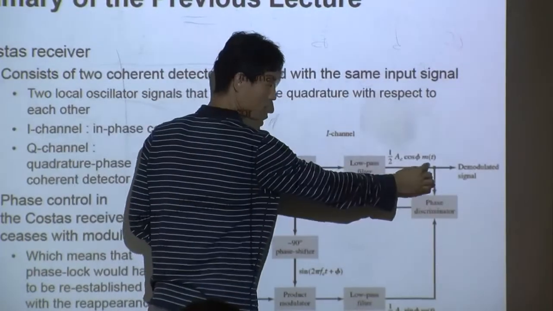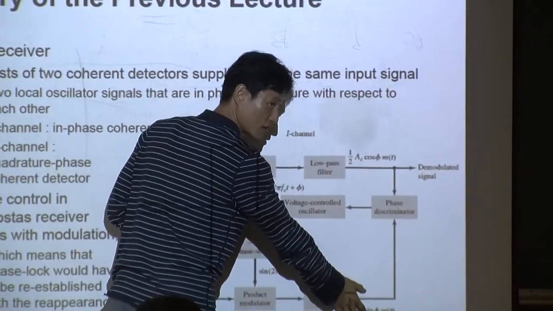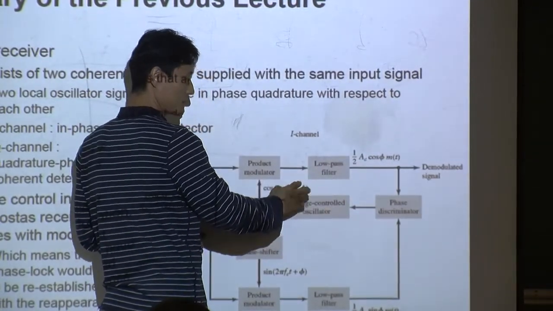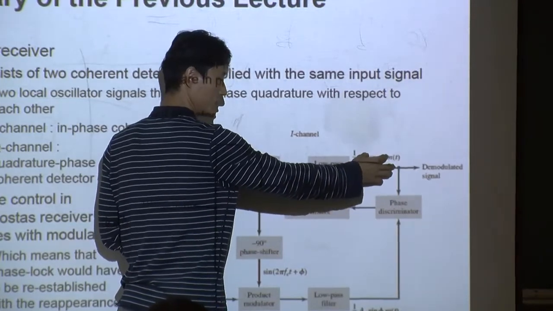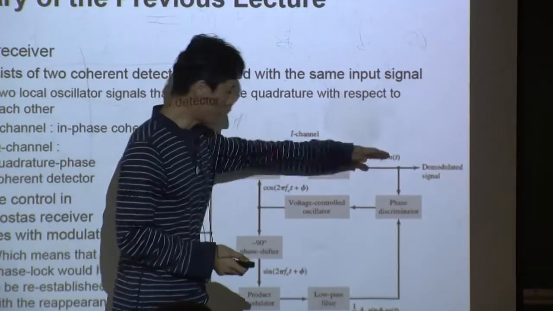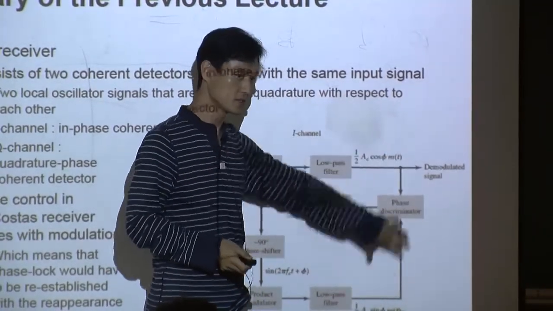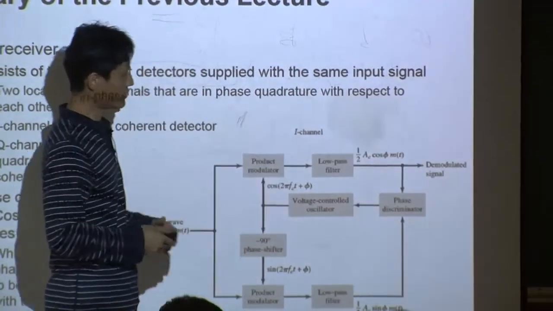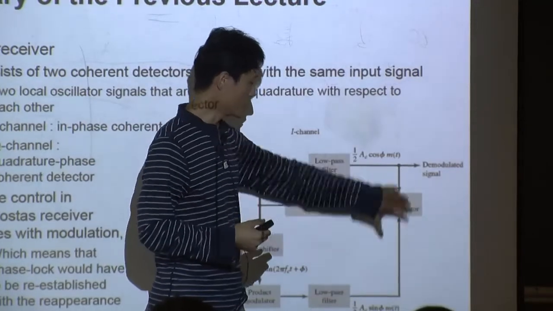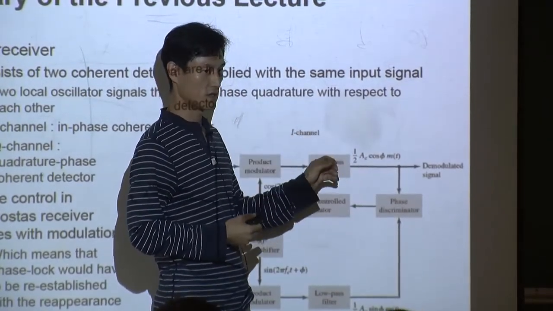Same here, you get 0 output here, but instead you get a maximum output here at the Q channel. So depending on the phi value, the phase mismatch, sometimes you get some value here, you also get some other value here. Since you have two different channels, you get some output from both channels. So what you need to do is simply divide this one by this. Then it's going to be tangent phi.